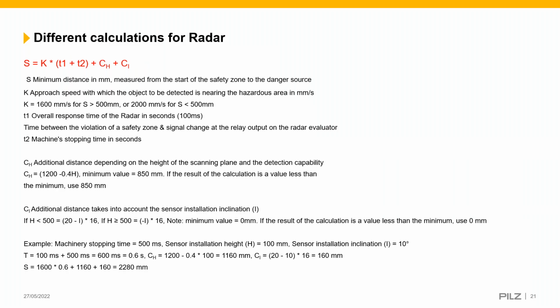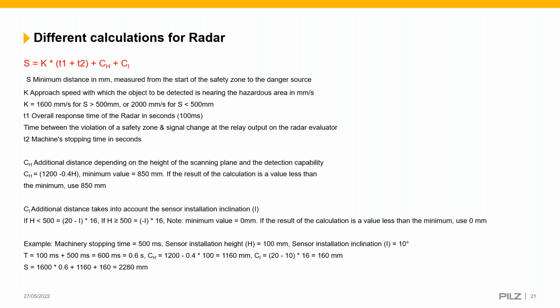Again, very similar calculation with radar, but we don't have the additional Z values. We have additional C values. So again, kinetic approach speed, overall response time of the radar in milliseconds, and then we've got CH and CI. So CH is an additional distance. It depends on the height of the scanning plane, essentially.